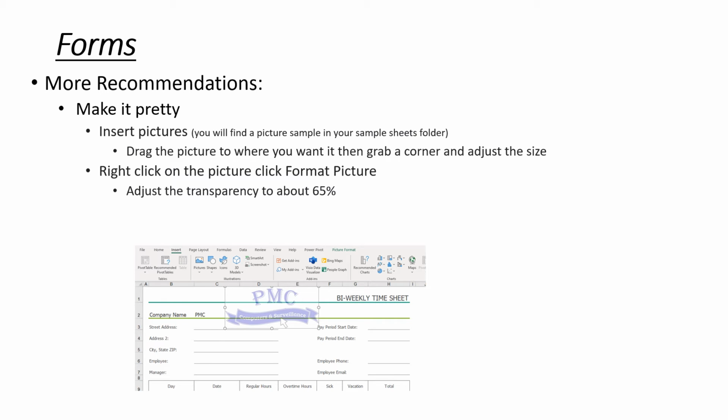Next, I'd recommend making it pretty. Let's insert a picture. There's one in your sample file folder. Now drag the picture where you want it, and then grab the corners and adjust the size. Right-click the picture and click Format Picture, and in there you'll find adjust the transparency, and I'll make it about 65. And that just kind of adds a watermark to your form.